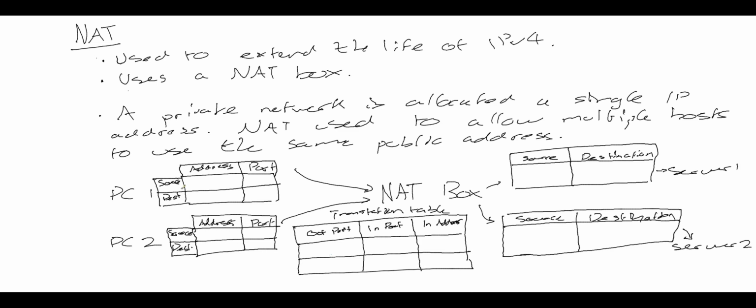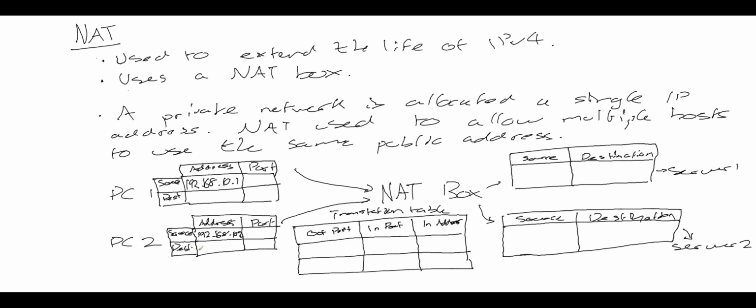So let's just fill in this bit of the table here, and we'll see what's going on. Okay, so these two addresses here, the source addresses, are the private IP addresses of these two PCs. This PC has the private IP address 192.168.10.1. This PC has the private IP address 192.168.10.2.